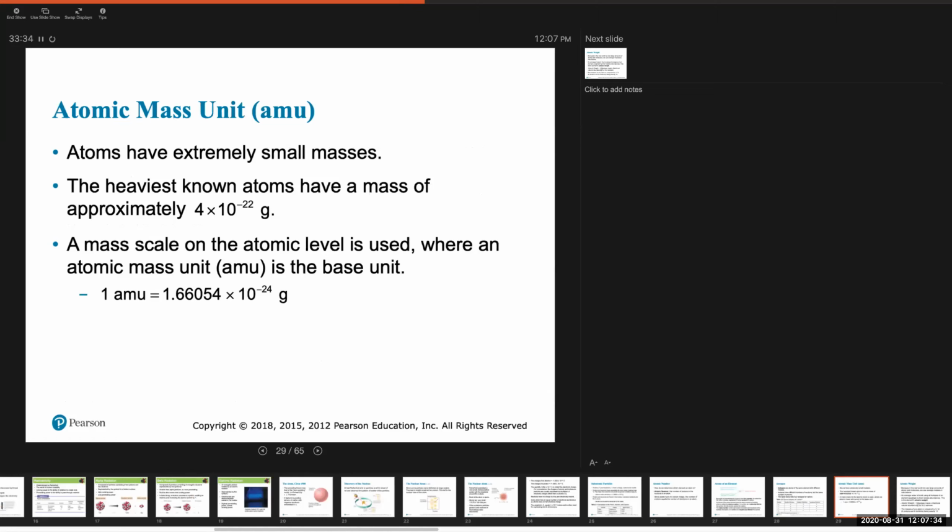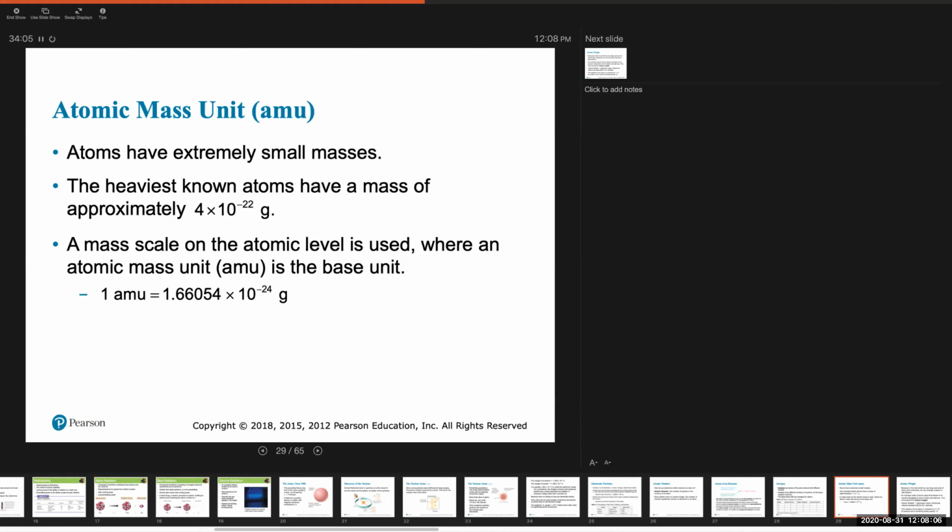We mentioned earlier a little bit atomic mass units, or AMUs. As we said before, the mass of atoms is really a small number. Here they're saying that the biggest mass that's known is 4 times 10 to the minus 22 grams. So we don't have to keep talking about these little numbers and writing them out, there's a convention called atomic mass unit, AMU, and that serves as the base unit.